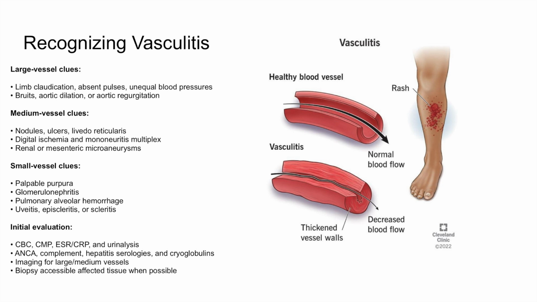Large vessel disease can produce limb claudication, absent pulses, unequal arm blood pressure, bruits, or aortic disease. Medium vessel vasculitis more often causes nodules, ulcers, digital ischemia, mononeuritis multiplex, and renal or mesenteric microaneurysms. Small vessel disease classically causes palpable purpura, glomerulonephritis, pulmonary hemorrhage, and ocular inflammation.